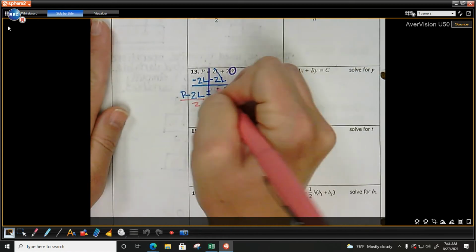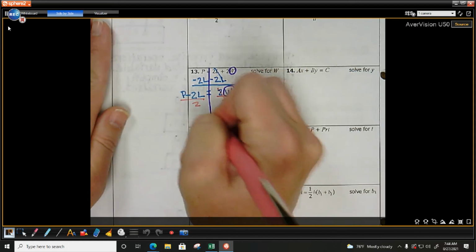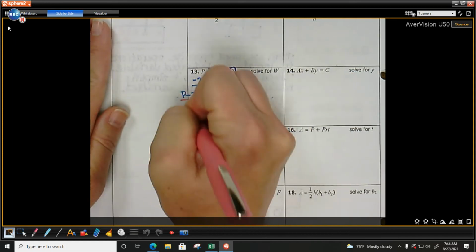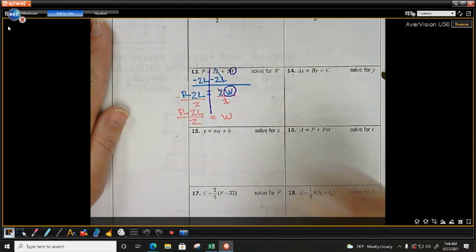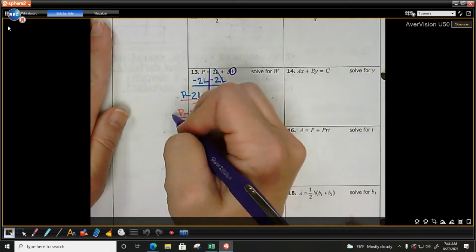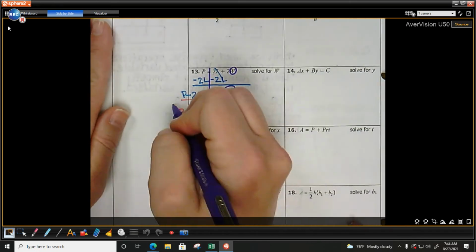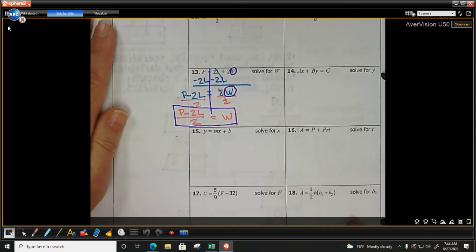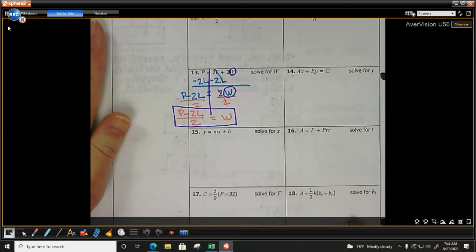The 2's cancel, and I get W equals, you can leave it, P minus 2L over 2. Done. So when we're doing these, you shouldn't really be making mistakes when you're simplifying because you don't really have to simplify. Okay? We're just doing the opposite operation to get the variable by itself. There's not a lot of simplifying you have to do.